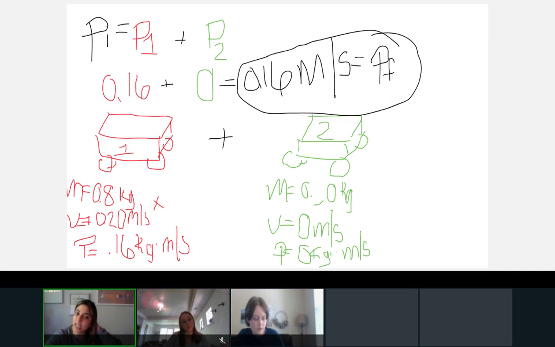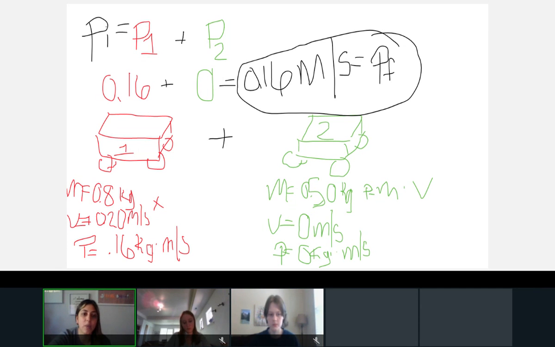And in our lesson yesterday, we said even if something is not moving, we should still include that in our total system. So we know that wagon 2 had a mass of 0.5 kilograms. However, it wasn't moving. It was stationary. So when we do the momentum equation, it's mass times velocity. If the velocity is 0, then all of it is 0. So there is no momentum for the wagon because it's not moving.